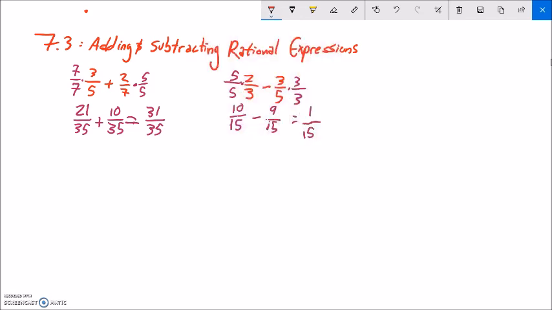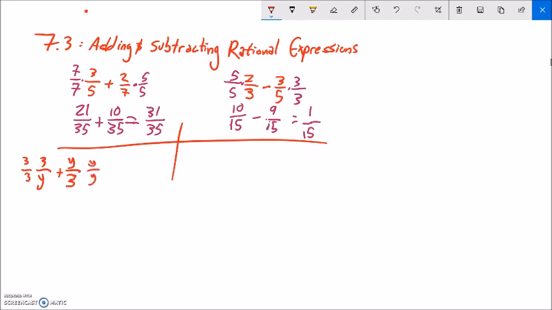So let's do these with some variables. So for example, let's say I had something like 3 over y plus y over 3. So this is addition. So I can't just add straight across. I need a common denominator. And in this case, it's going to be 3 times y. Just like here, it ended up being 5 times 7. So I'm going to multiply this one by this version of 1. I'm going to multiply this one by this version of 1. And again, what I'm trying to do is make it so those denominators match each other.